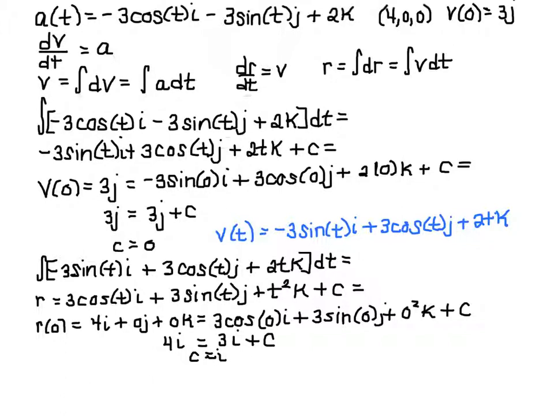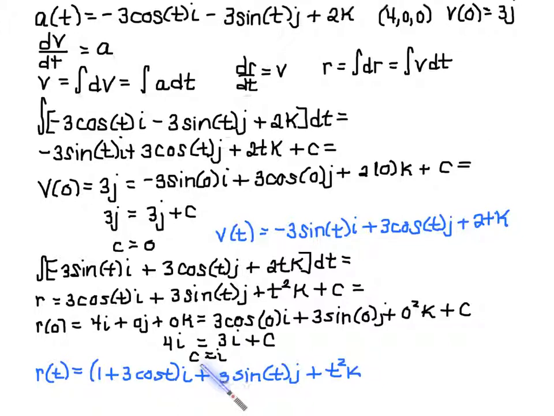This allows us to give our equation for our position, r of t, is equal to, and what we do is go back to our r of t equation right here, but we have our constant now, which is i. So we end up with a 1 plus 3 cosine t in the i direction, plus 3 times the sine of t in the j direction, plus a t squared in the k direction. And what you can see here is that c is equal to this i down here.